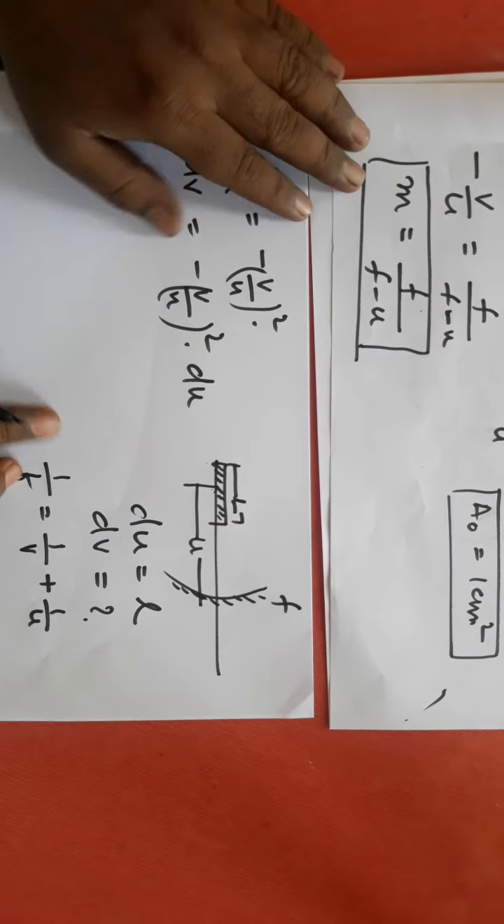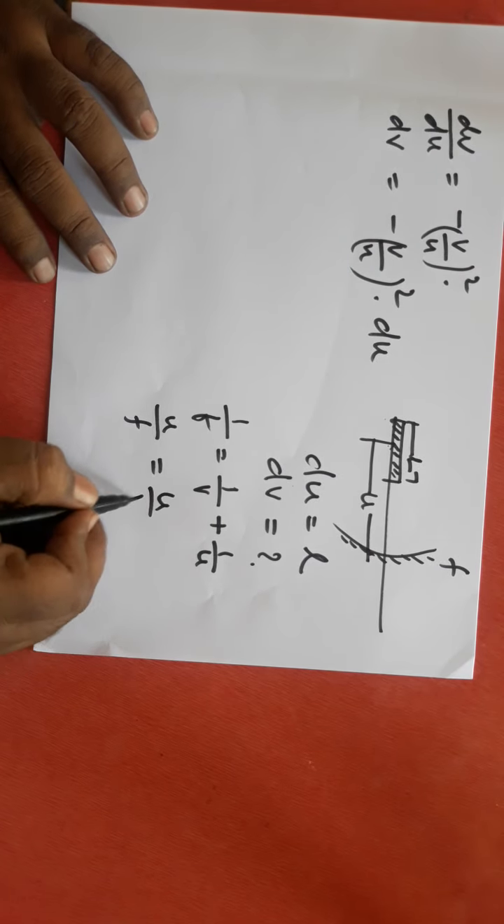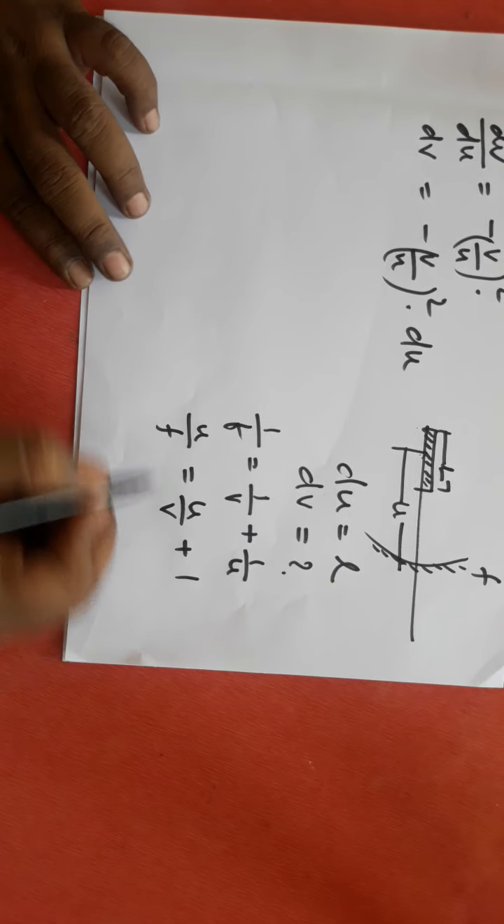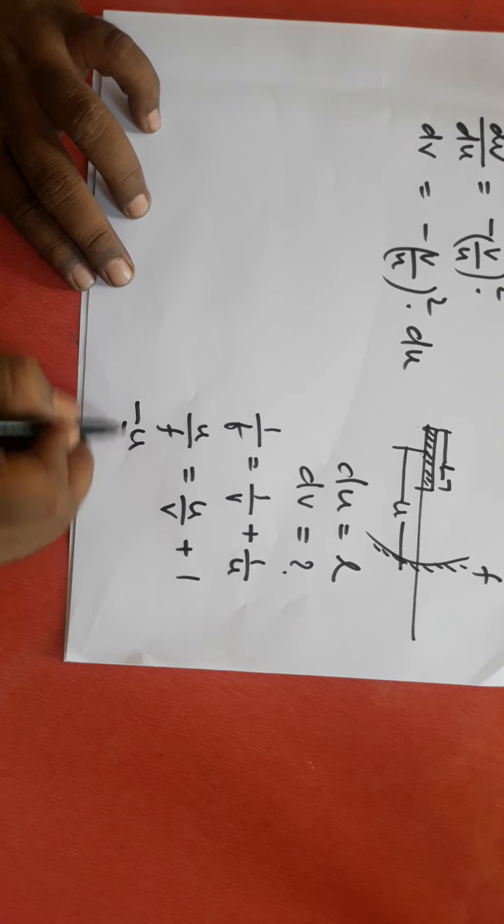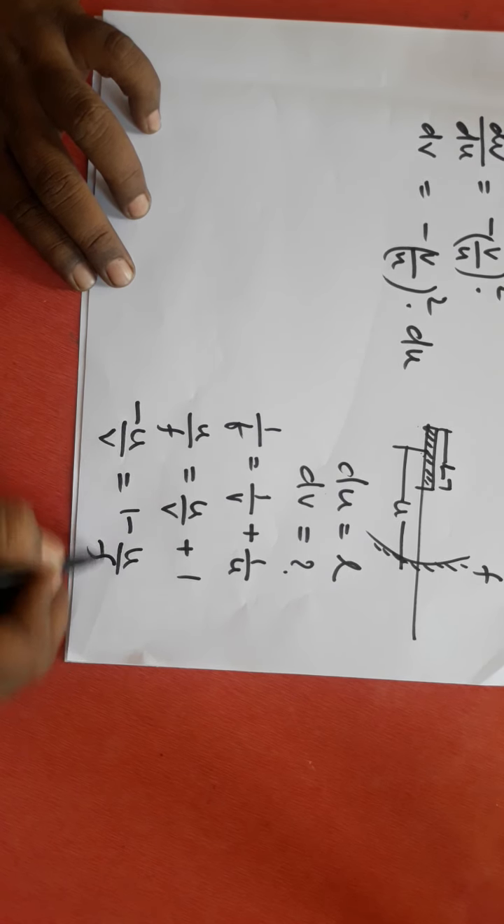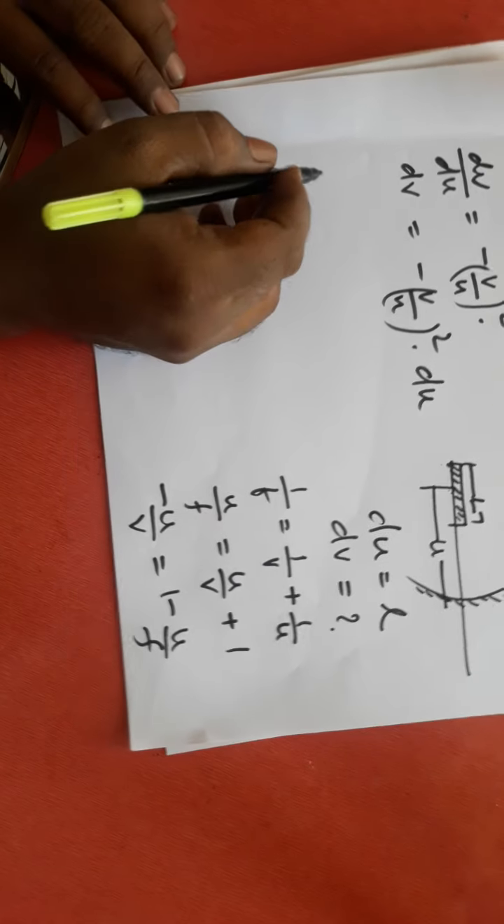Then it will be v by u. See, same, I will explain it, one second. U by f, and this is u by v. This is multiplying by u, this will become 1. Then you take this u by v this side, minus u by v is equal to 1 minus u by f.